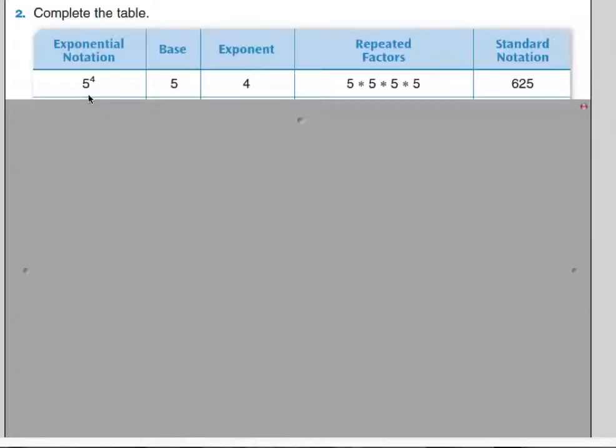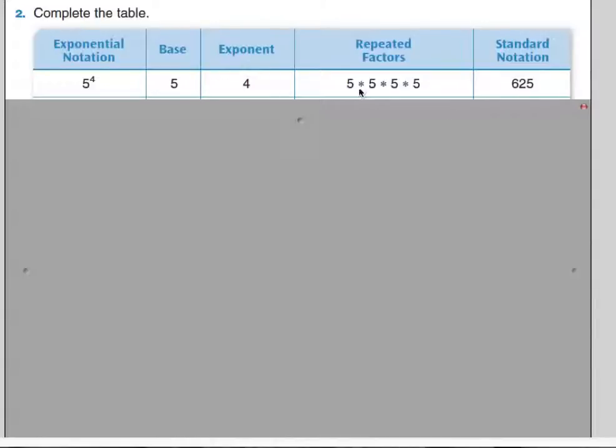So in exponential notation, the number would be written 5 to the 4th power. The base is 5, the exponent is 4. Now if we write that number as repeated factors, we would write 5 times 5 times 5 times 5. Because remember that exponent 4 tells us how many times to use the base number 5 as a factor. So we've used it 4 times as a factor. And then in standard notation, it would be whatever number this represents, which in this case is 625.